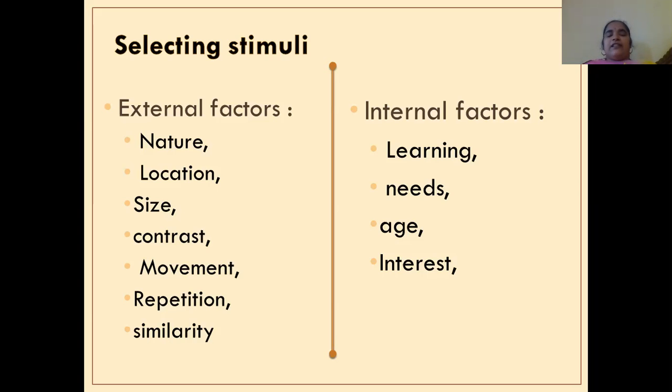Then internal factors include learning, needs, age and interest. Based on our age, a toddler will be fascinated with, say, toys, sweets and such things of its interest. A teenager and a young adult will be more interested in bikes, the other gender, gadgets and so on. And the elder generation will have its own likings and dislikings.